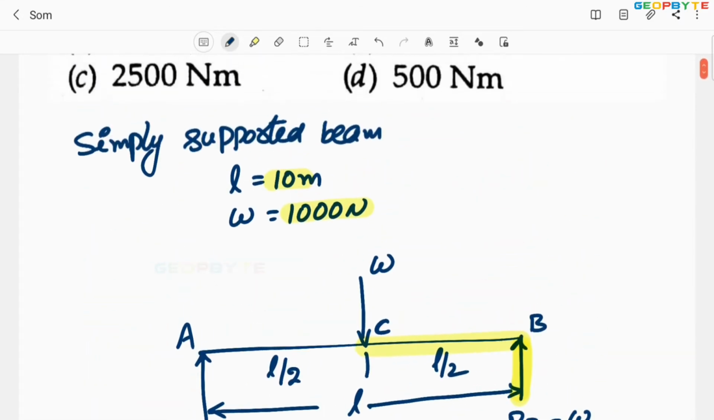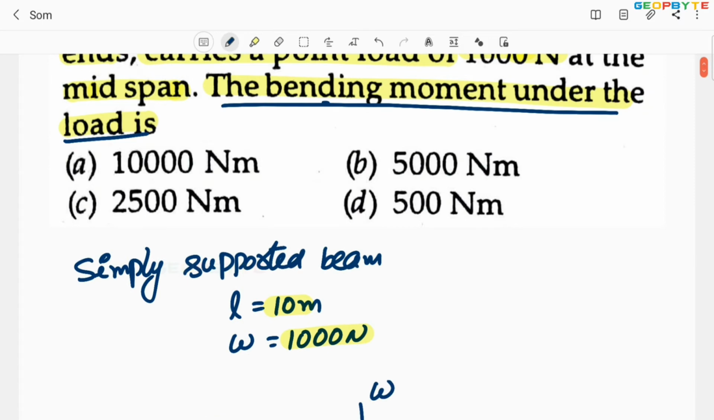Look at the options. 10,000 is not correct. 5,000 is also not correct. 2500 is correct. Option C is absolutely correct. I hope you clearly understood. Look at the next problem.